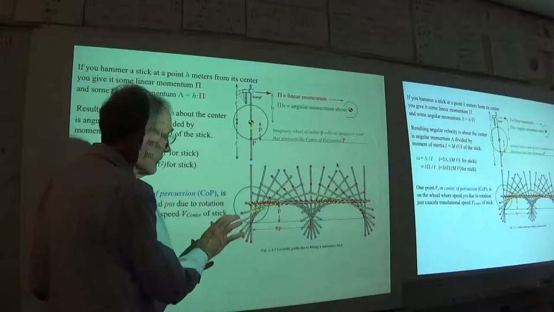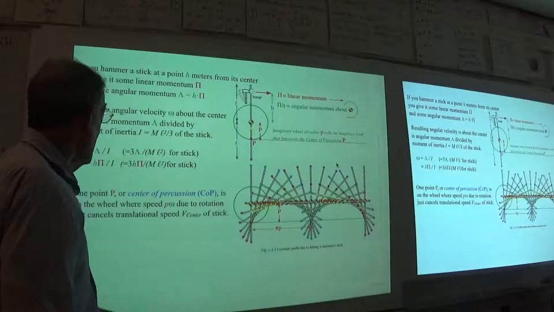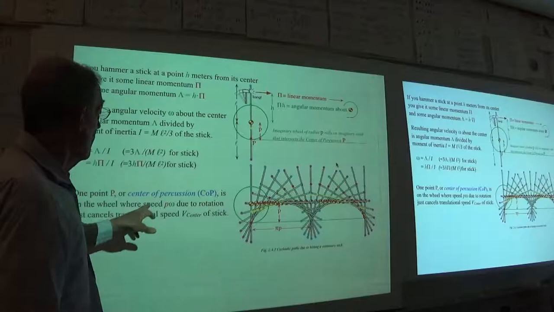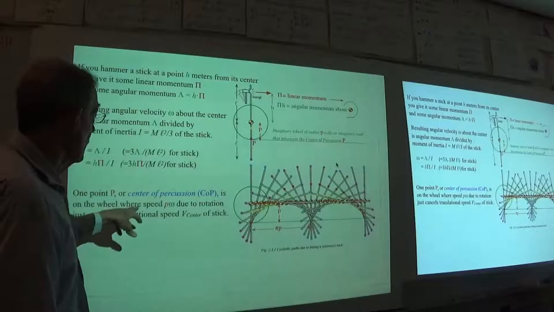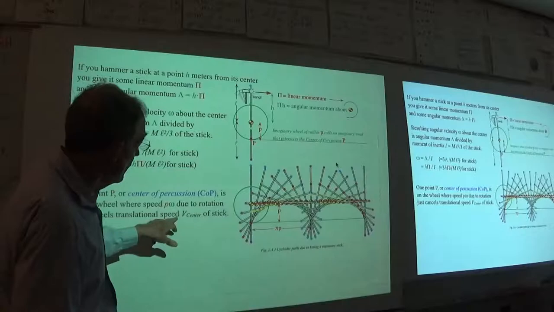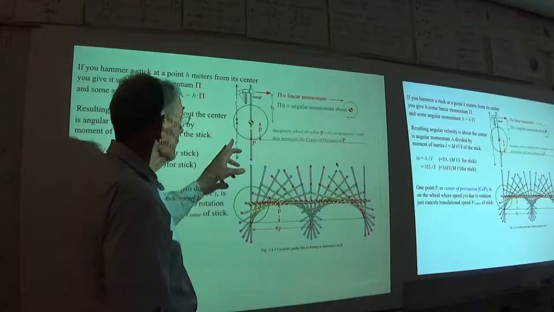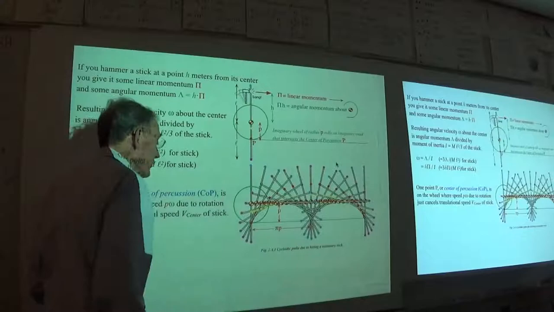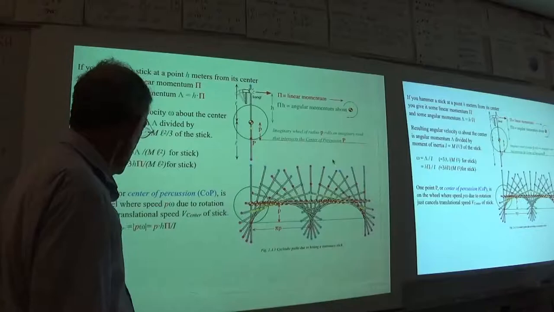Everywhere else, you're either getting kicked this way or that way if you are holding on to the stick. Now, when you're talking about this one point, the center question, the speed of p omega due to the rotation has just canceled the translational speed. That is the speed that gives this quantity the linear momentum. So that kind of sums it up. That's basically the whole geometry of this thing.